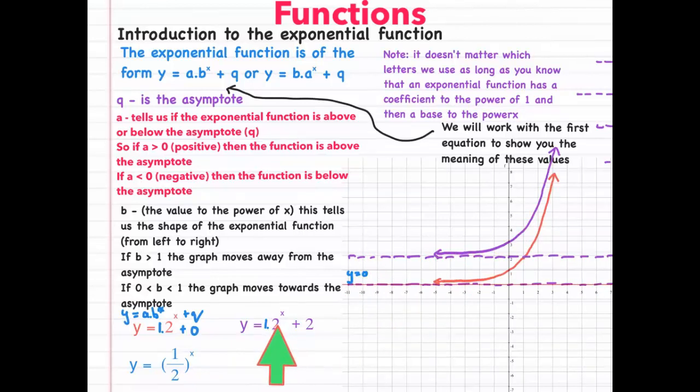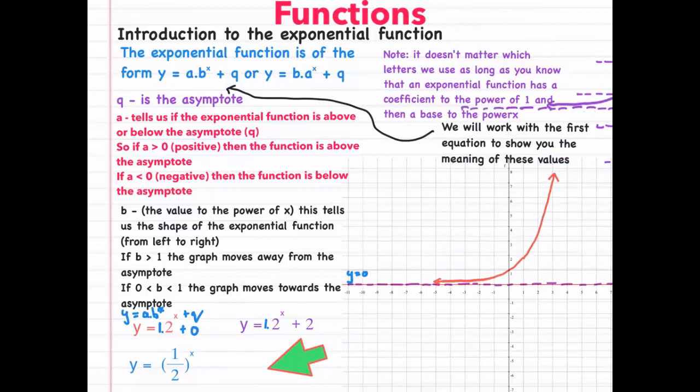Then 2 is greater than 1 as well. That means b is greater than 1, because remember, the b is the base that has the power of x. That b is greater than 1. That means the graph moves away from the asymptote. So from left to right, it moves away from the asymptote. And then plus 2, that is my q, and my q is my asymptote, and there it goes through right there. Okay, brilliant.